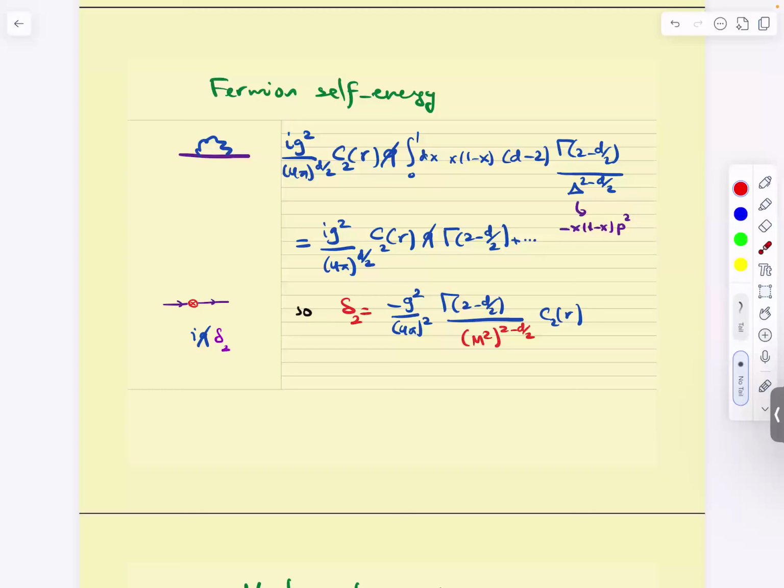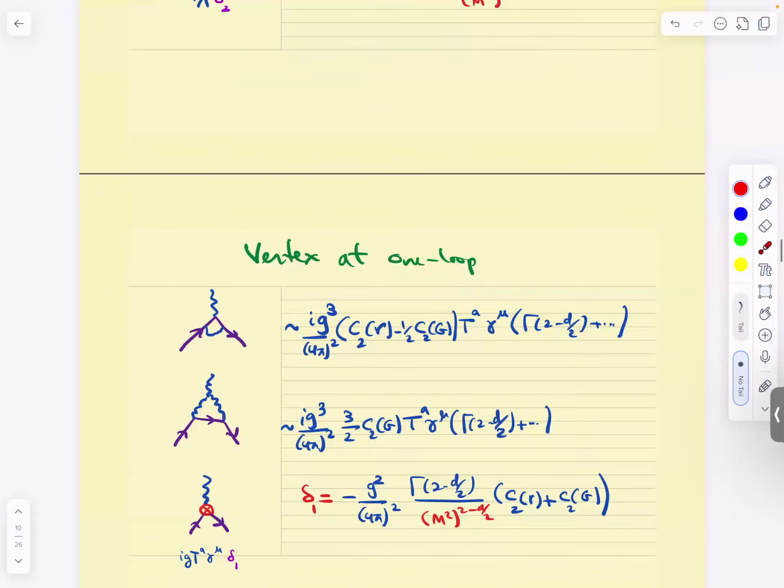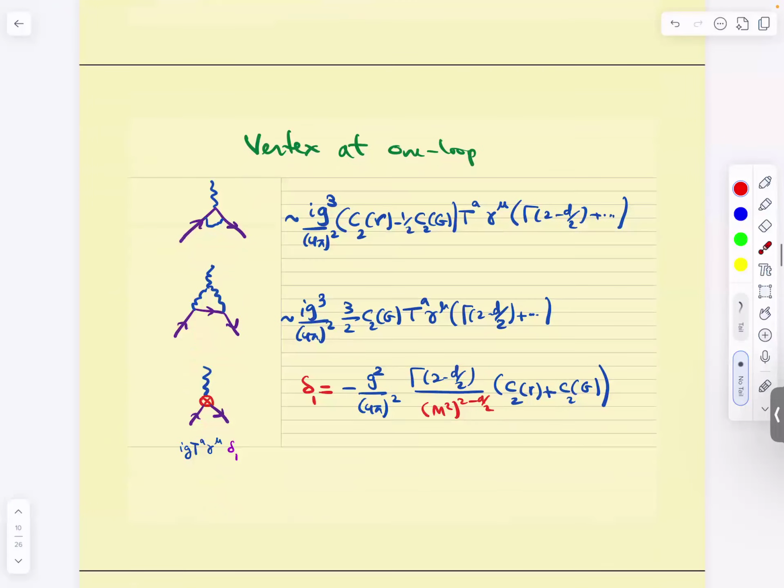All right. Once we try to extract the log divergent piece of it, this is what it looks like. From this, you could fix delta 2, because at m squared, delta 2 will have to cancel this. So it has to be minus g squared over 4 pi squared, gamma function, at the scale, C2 of R. This is delta 2.